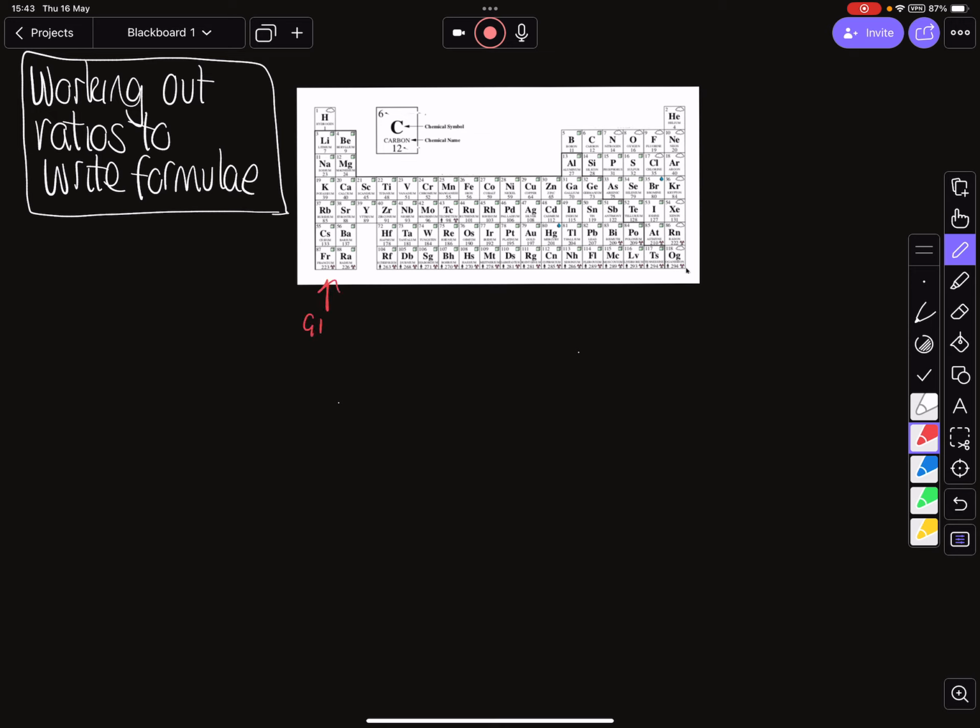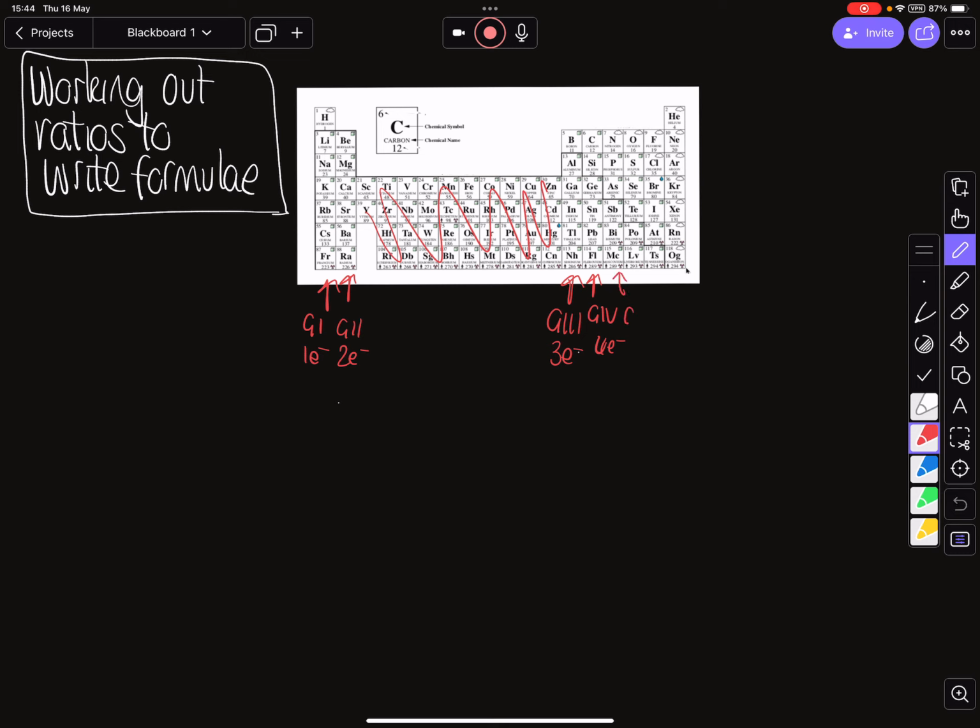This column here, we call it group 1. It has 1 electron in its outer shell. Here we call it group 2. It has 2 electrons. We kind of skip over these guys, the transition metals. We then go to here, we have group 3. That's going to have 3 electrons in its outer shell. Group 4 is going to have 4 electrons.